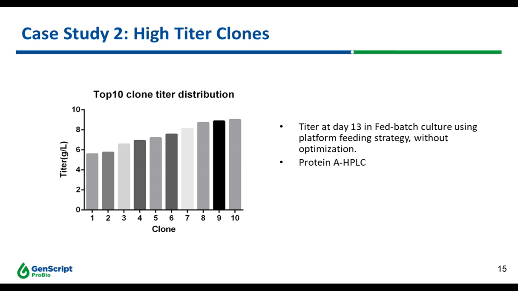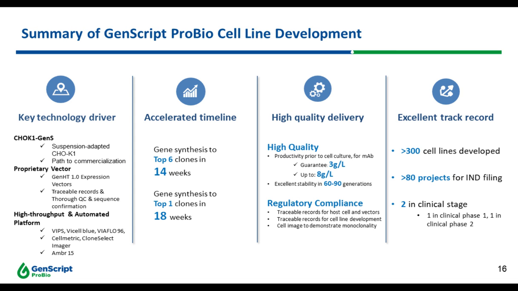And this is another case study for one project. We select the top 10 clones. You can see this is also a monoclonal antibody. All top clones have a titer close to or more than 6 to 8-9 grams per liter. So using this technology is a proven method to select clones with high productivities.